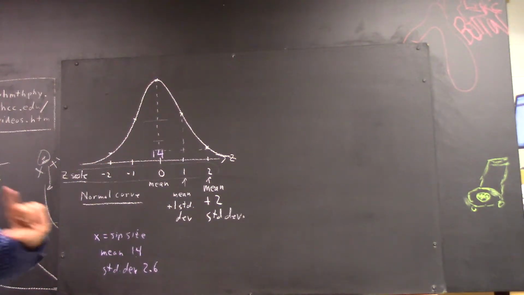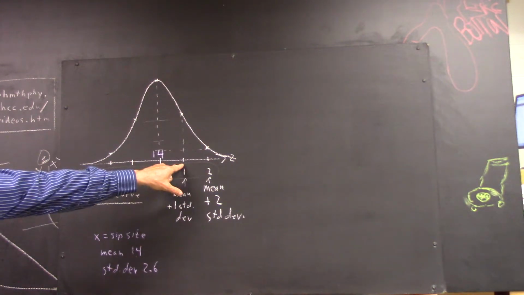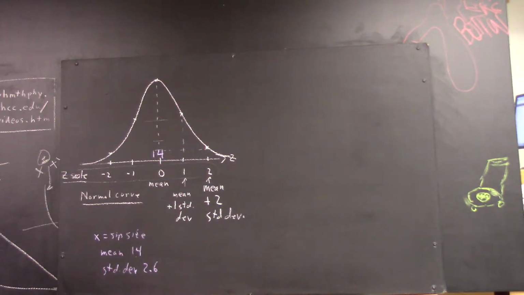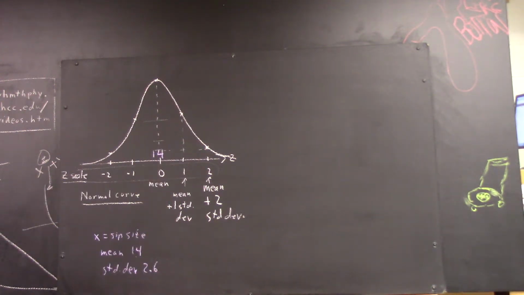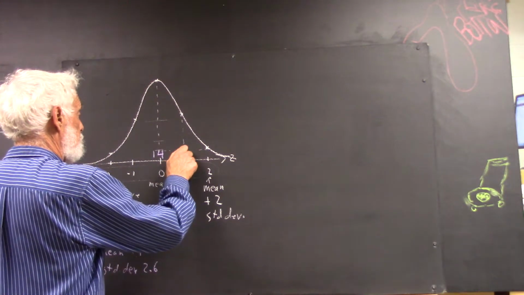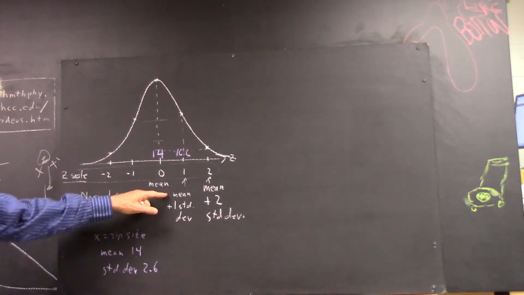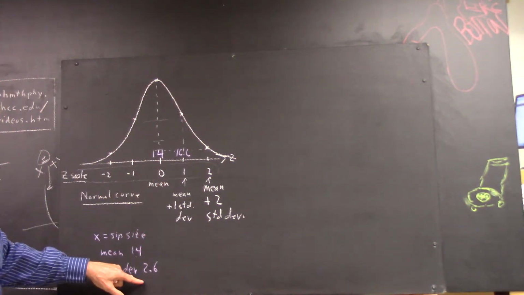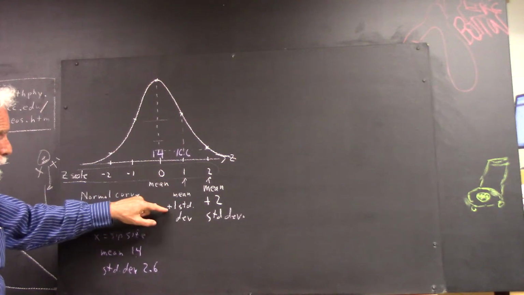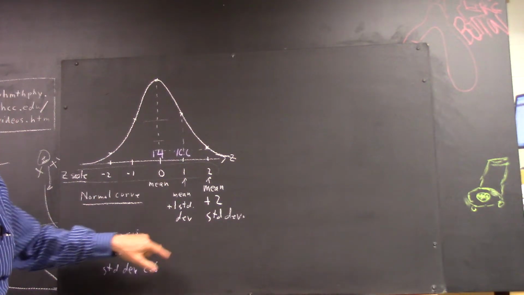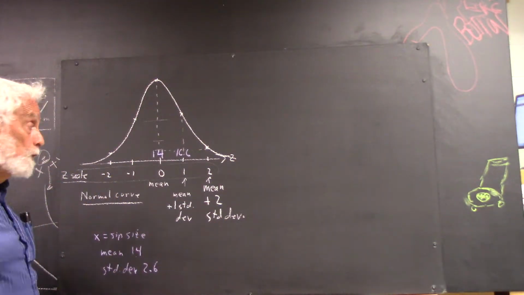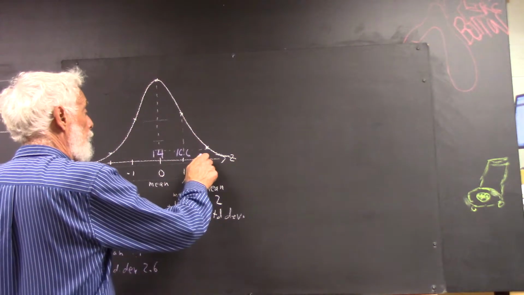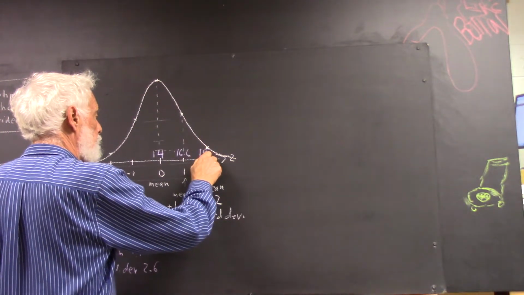Now everybody think, don't say, what number's going to go here? What's this say? What number is it going to give you? What do you think? 16.6. Why? Because the mean is 14 and the standard deviation is 2.6. And this says mean plus 1 standard deviation, right? Yep. And over here is the mean plus 2 standard deviations. 2 times 2.6 is 5.2. Add that to 14, and that's going to be 19.2.